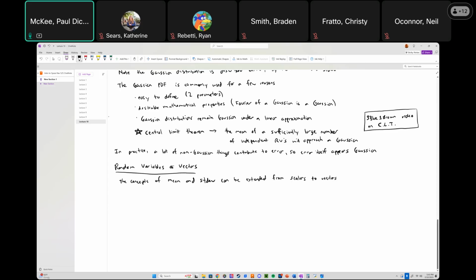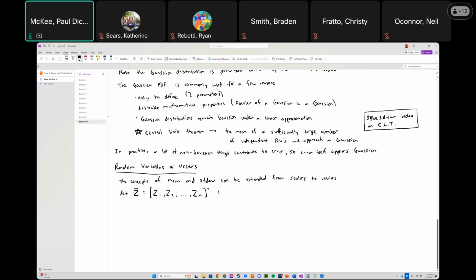So let's say that we've got some random vector z, which is some z1, z2, all the way to zn. And this is a column vector.